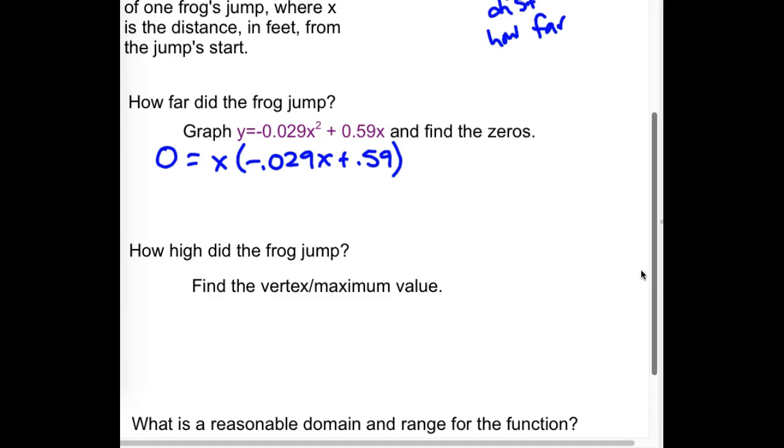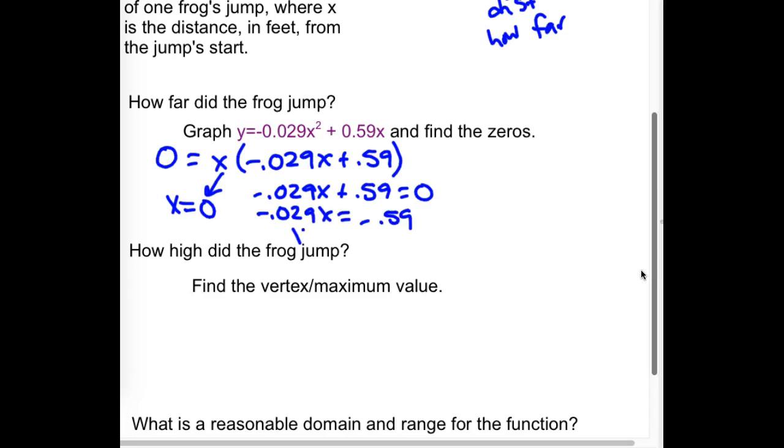So we have it factored. Either x could be 0, which is where the frog started, right, at the origin, or negative 0.029x plus 0.59 could be 0. So we have to subtract the 0.59 and then divide. So what happens when we divide two negatives?